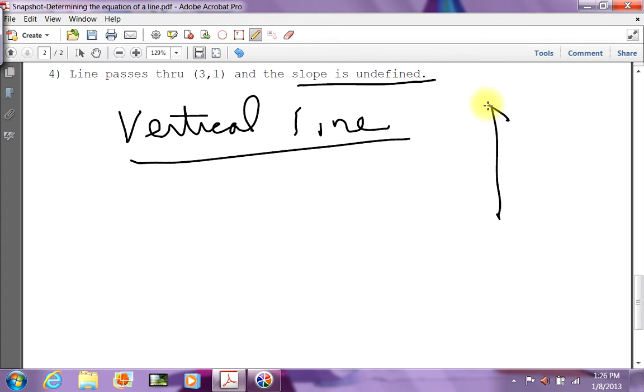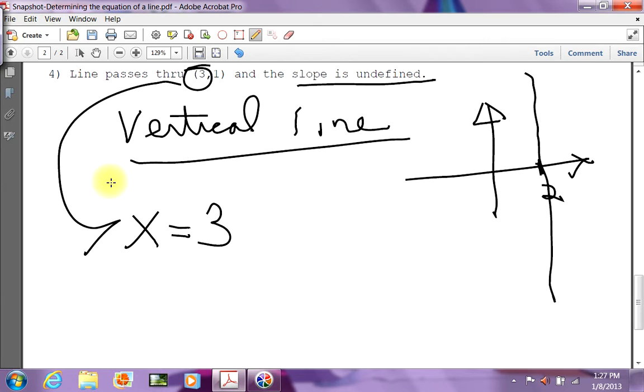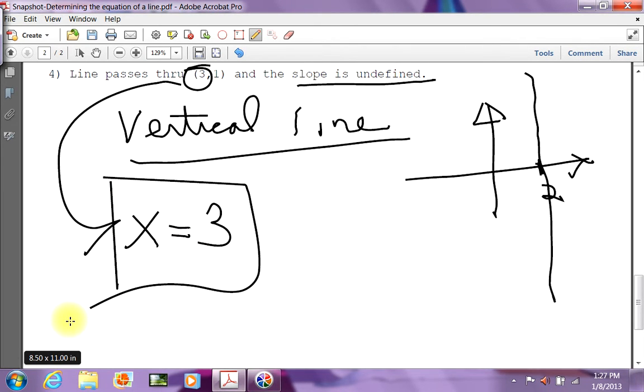Remember, if you look on the xy plane, here's the point x equal to 2, but actually, sorry, let me go straight down. If I go straight up and down vertically, all those points have the value x equal to 2. Well, if you think about it, here x is 3, and therefore here's the equation of my line, x equal to 3. Okay, thank you.